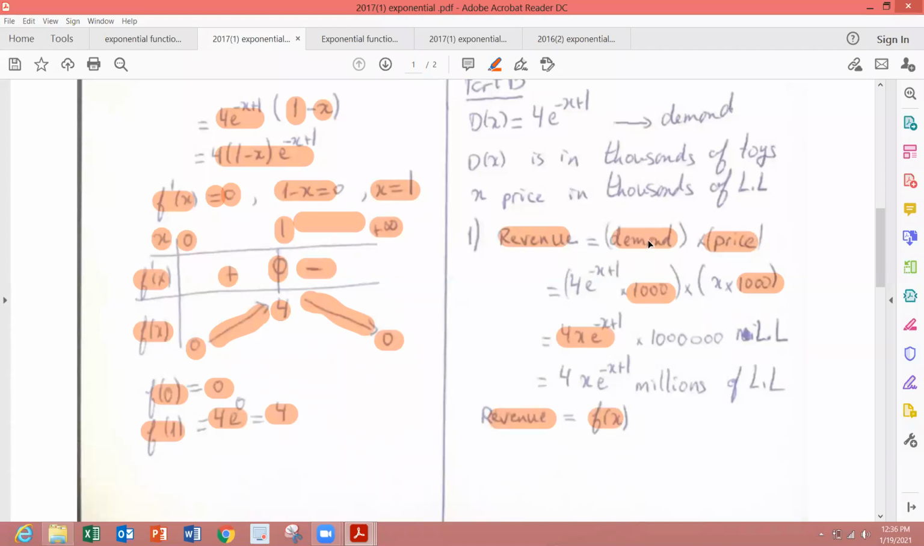What is the unit for demand? It is 1000, so I multiply by 1000. What is the unit for price? 1000 Lebanese lira. So we get 4x e to the power minus x plus 1 millions. This is million Lebanese lira, or I can write 4x e to the power minus x plus 1 millions of Lebanese lira. Shall I repeat it? No. So revenue is equal to f(x). Revenue is equal to demand times the price.